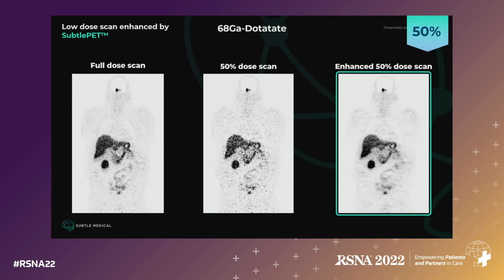Subtle PET is cleared for use on a variety of radio tracers. Here's an example of a gallium acquisition with a 50% reduction in dose. The first image is the full dose scan, the middle is the original half dose scan, and the last image shows that half dose image after being enhanced by Subtle PET. You can see the noise has been reduced while preserving the small structured details visible in the standard dose image.